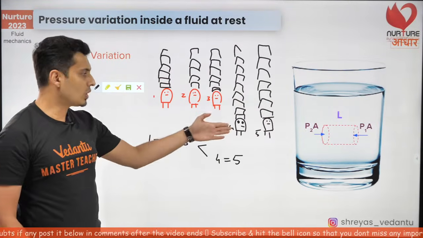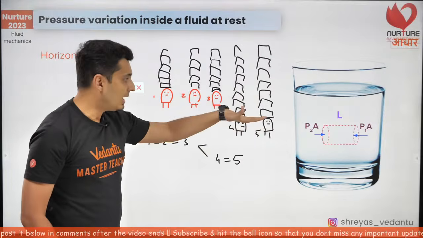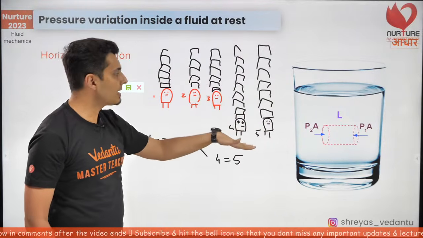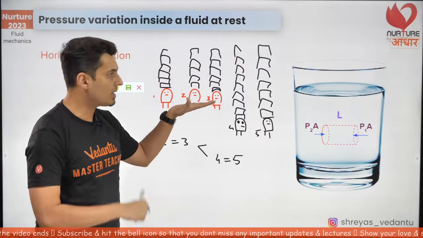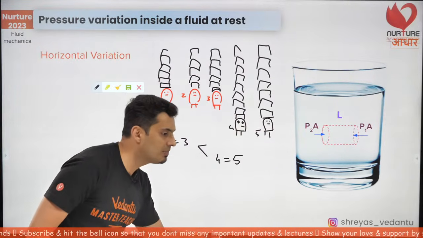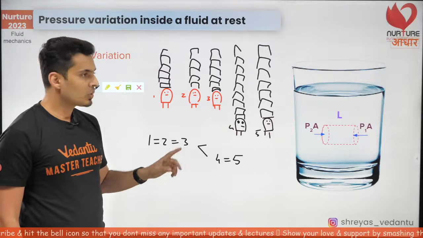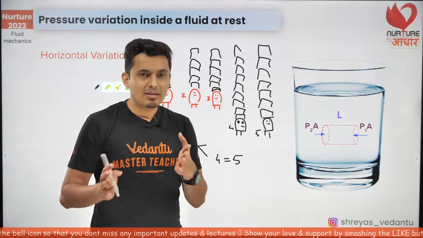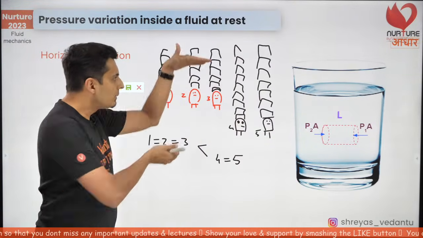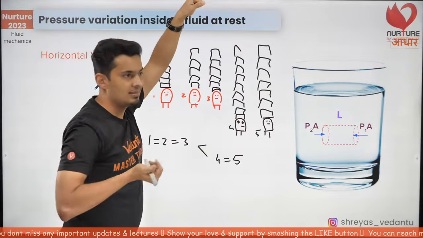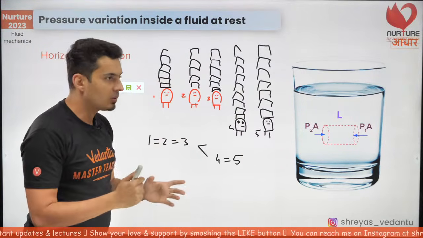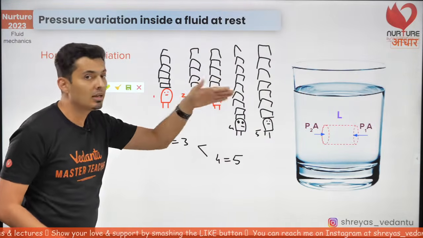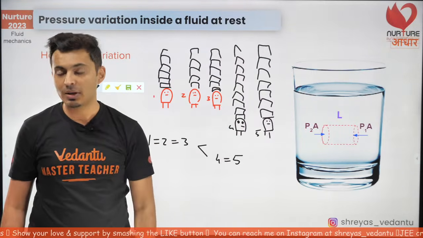Makes sense? Because 4 and 5 are at the same level, they should have the same burden, same pressure. 1, 2, 3 are at the same level, so same pressure, but 4 and 5 are deeper inside, so more pressure. So when you move horizontally, the weight of the air column remains the same, so there is no change in pressure. Only when you change height is there a variation in pressure.